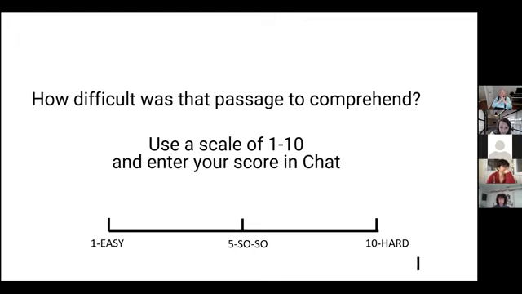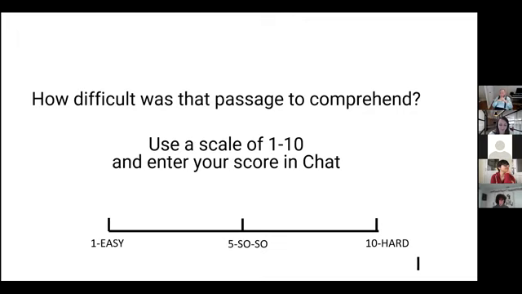Got a couple of nines, 8, 5, 8, 9.5, 7, 3, 8, 7, 9, 7, right, 5. So nobody, at least so far, has said it's easier than so-so, and pretty much all of you are down at this end of the scale saying it's hard, and yet the words are easy.